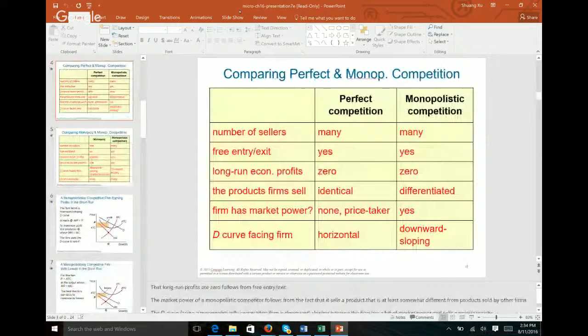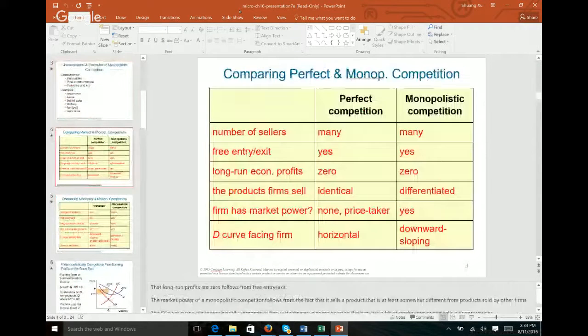This is important. Between perfect competition and monopolistic competition, they share very many similarities. So many sellers, free entry, free exit, long run, no profit. But the difference is that for perfect competition, everybody sells the same good. For monopolistic competition, everybody sells a differentiated good. So similar but not the same.